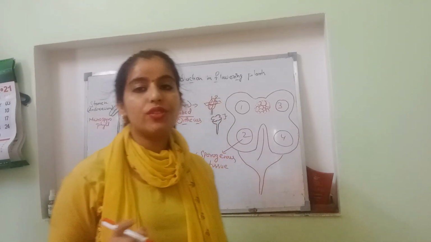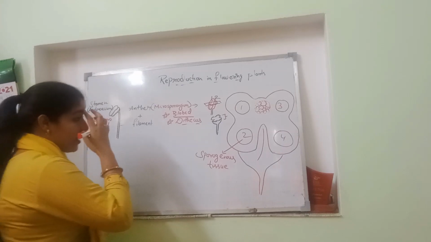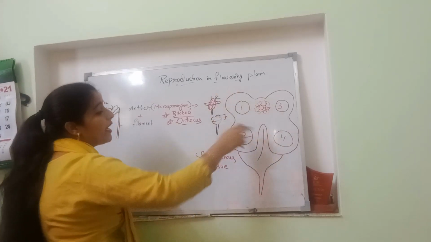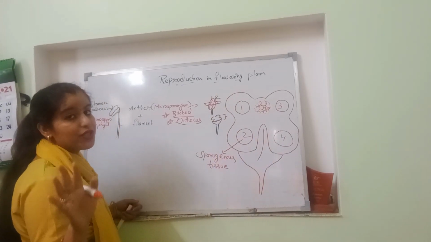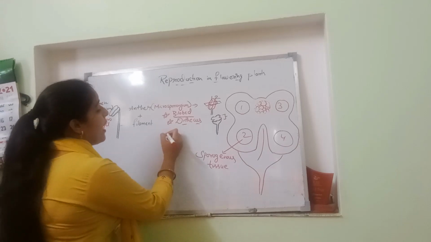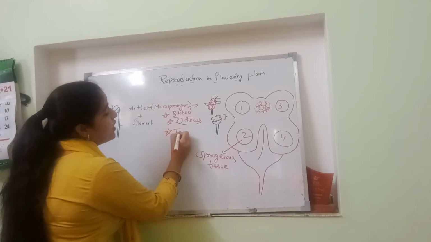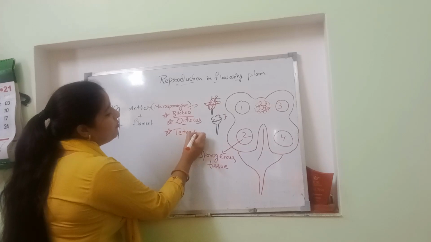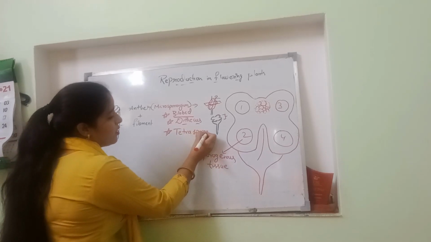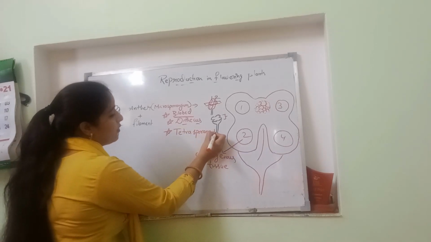So these sporogenous tissues signify the anther, because यहाँ पर हमारे पास 4 ऐसे sporogenous tissue के layers हैं, तो इसलिए anther tetrasporangiate structure भी कहलाता है.